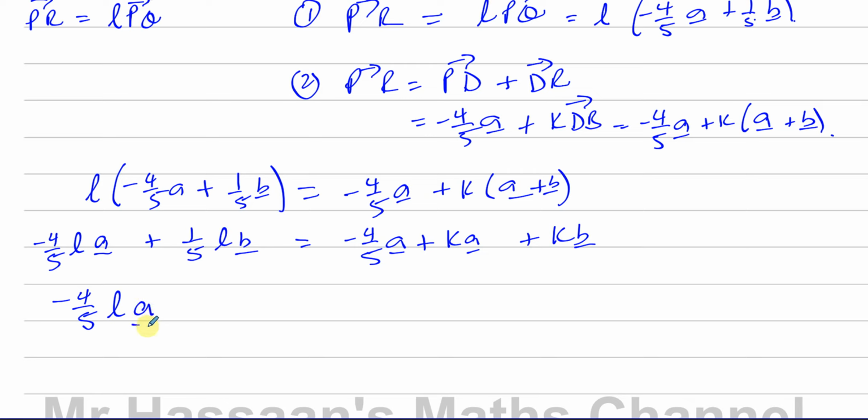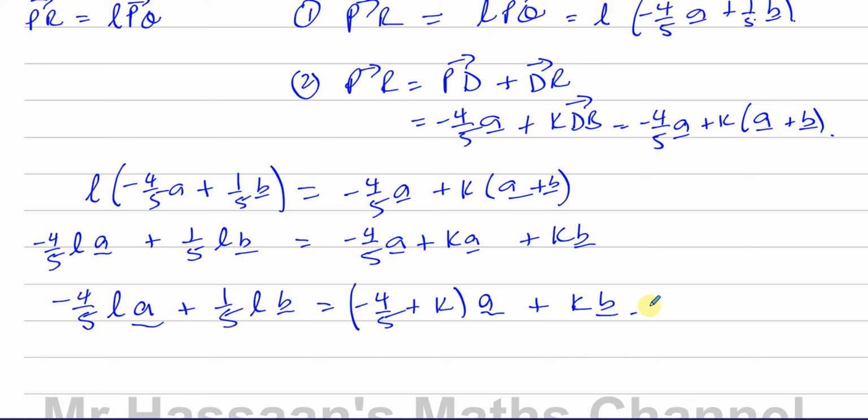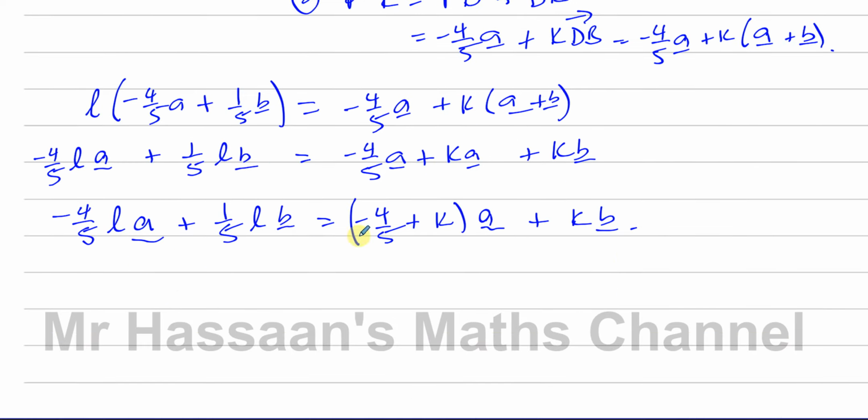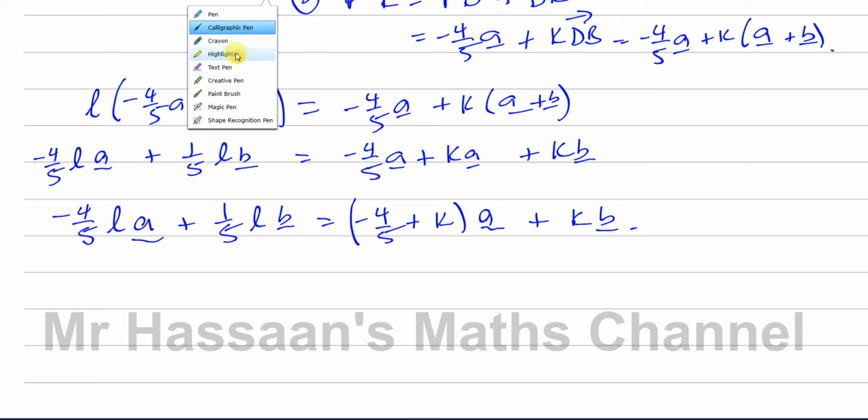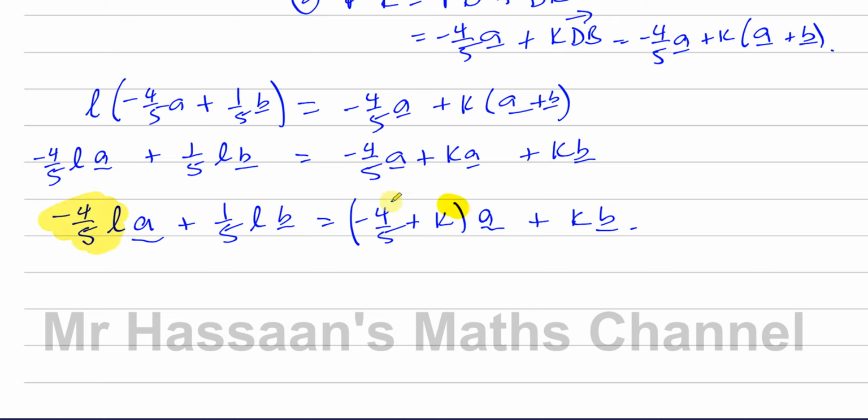This is the vector on the left side. I've written them separated into A and B. And on this one, I'm going to take out minus 4/5 plus K, and that's times A plus K times B. Now I'm going to look at the A components. The A components are this and this, so they must be the same. And the B components are this and this, and they must be the same.